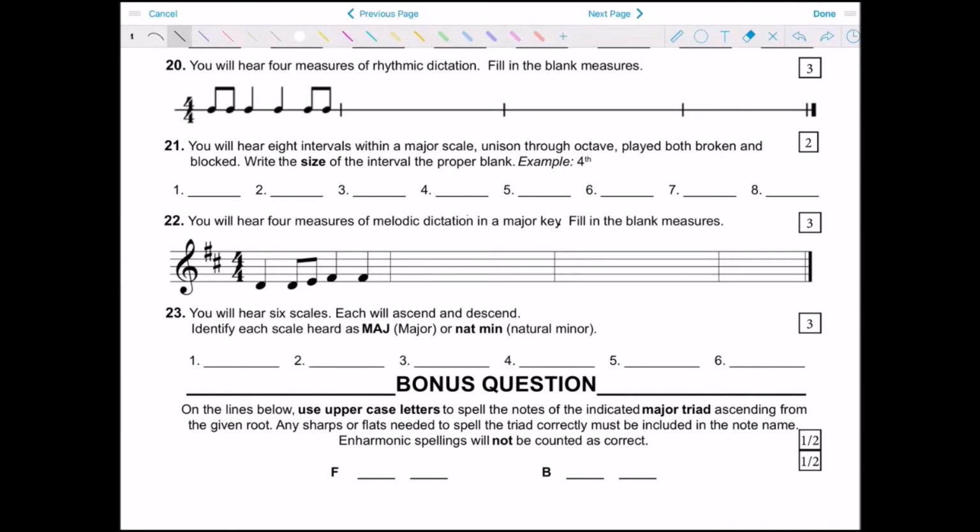The bonus question says, on the lines below, use uppercase letters to spell the notes of the indicated major triad ascending from the given root. Any sharps or flats needed to spell the triad correctly must be included in the note name. Enharmonic spellings will not be counted as correct.